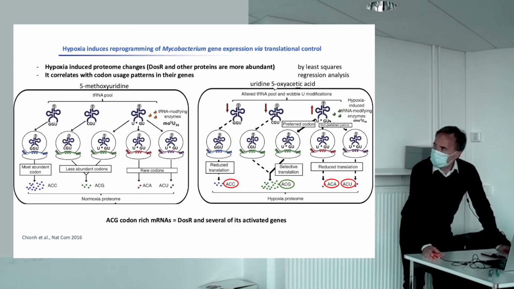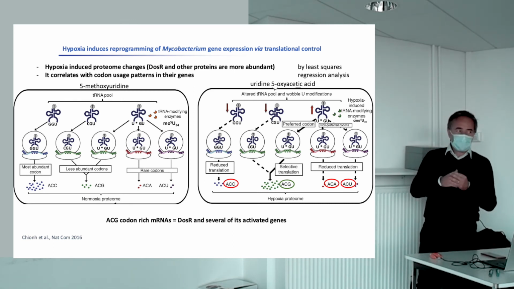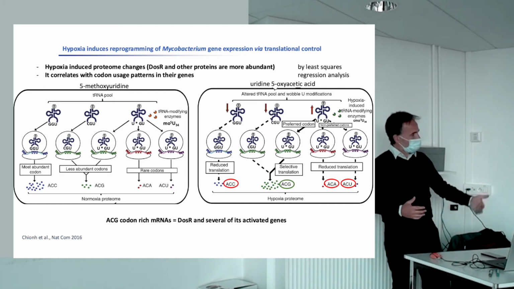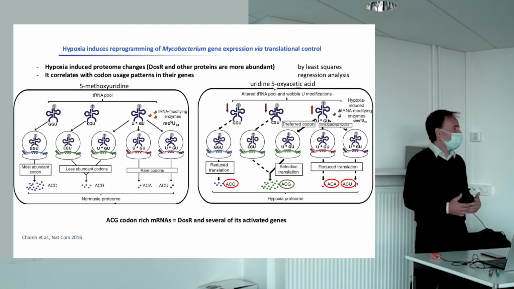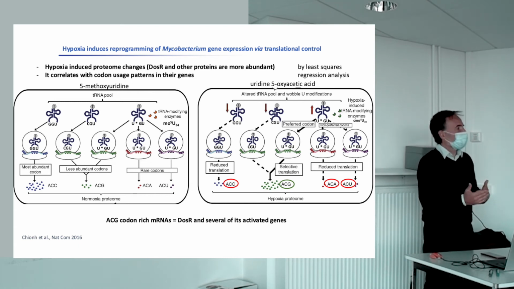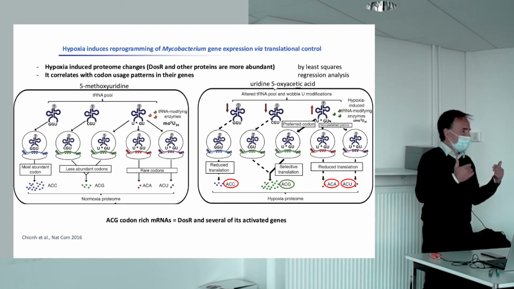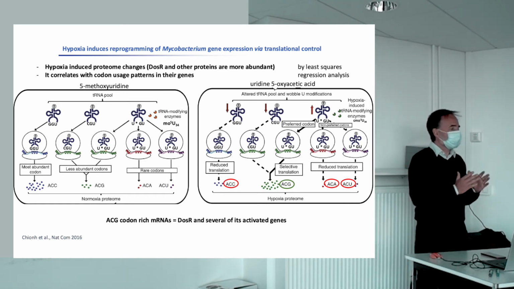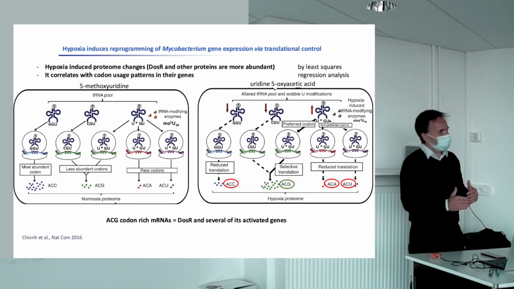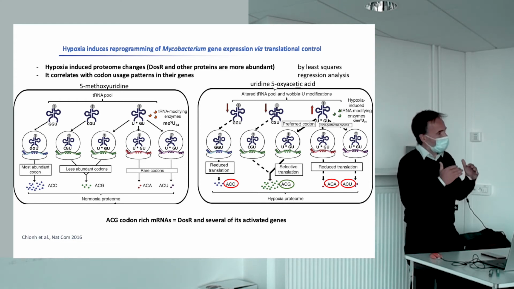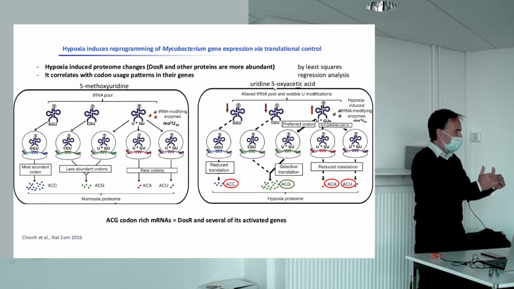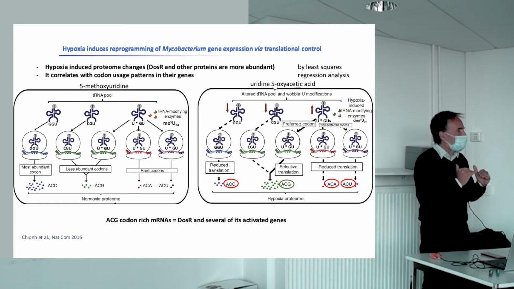Okay, so what's going on here? They went more into this phenomenon. They look at the proteome in hypoxic condition, and they see that there are some proteins that are more abundant, but the majority of the proteins are less abundant, and they look at the codon content of the proteins that were more abundant. They were trying to understand whether this modification could have an impact only on specific messenger RNA because those specific messenger RNA were containing some specific codons.